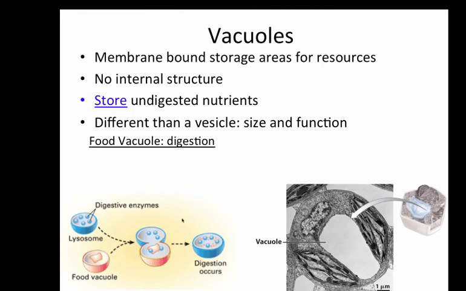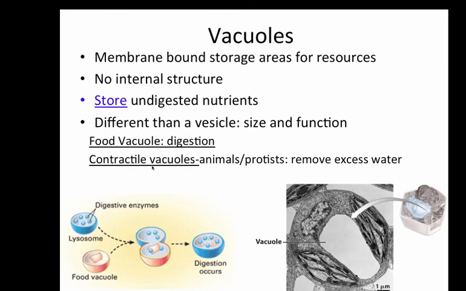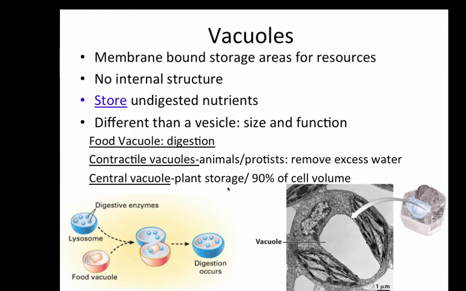We just reviewed that the food vacuole is one type of vacuole. There are contractile vacuoles, and these exist within some animal cells and protists, and they're responsible for removing excess water. And in chapters to follow, you'll understand how important and vital osmosis is and the use of these vacuoles in osmosis. Another type of vacuole that's found primarily in plant cells is the central vacuole.